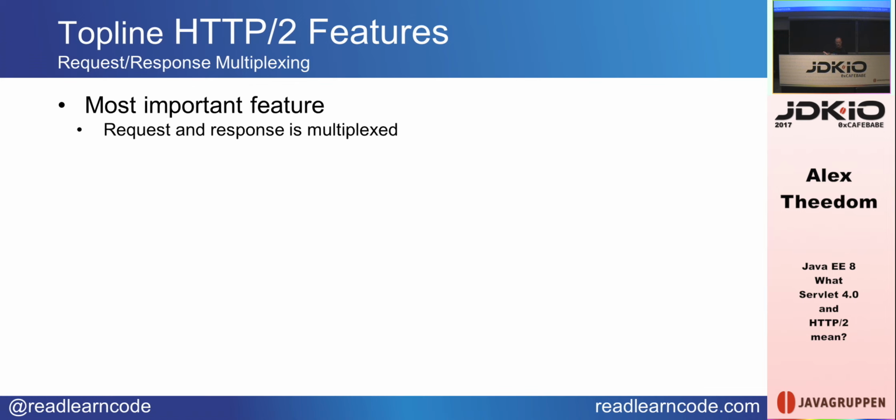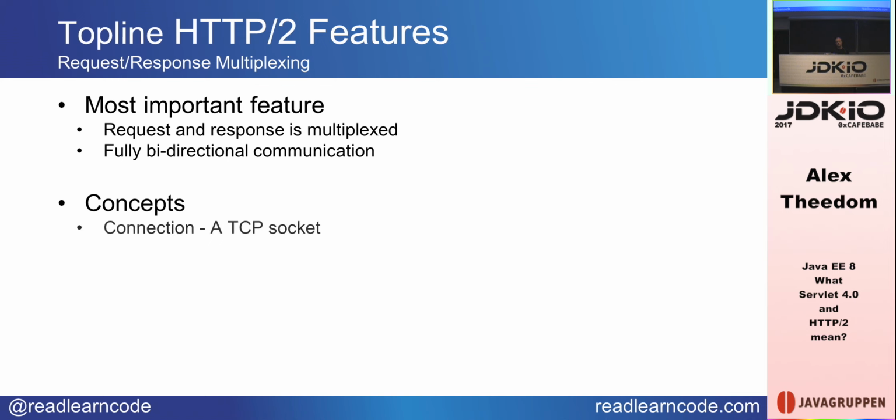So, most important feature is request and response multiplexing. This allows us to resolve the head of line blocking, and we'll see that later. And it's fully bidirectional communication over a single TCP socket. And it's done by breaking things down into frames. So let's have a look at this.